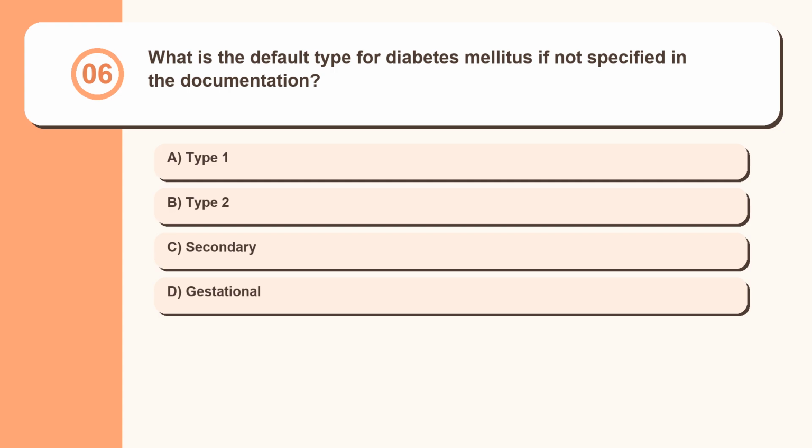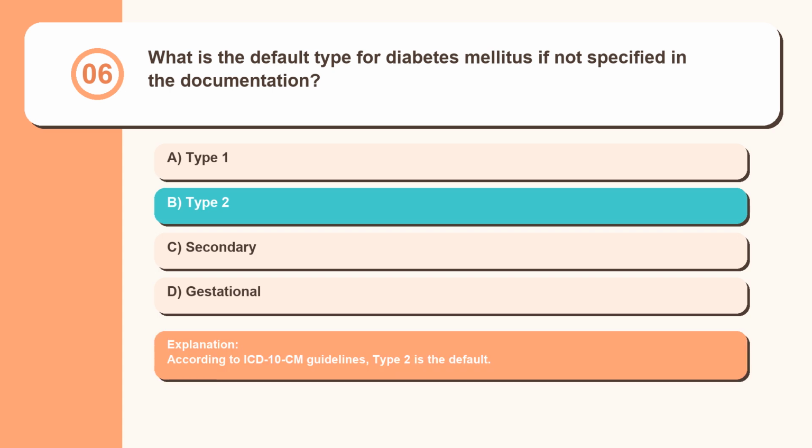Question 6. What is the default type for diabetes mellitus if not specified in the documentation? Type 1, Type 2, Secondary, Gestational. According to ICD-10-CM guidelines, Type 2 is the default.